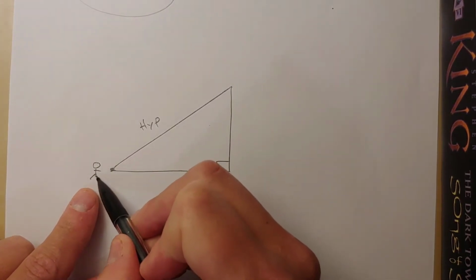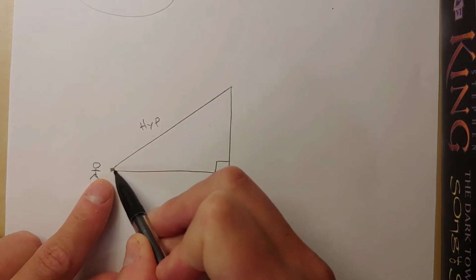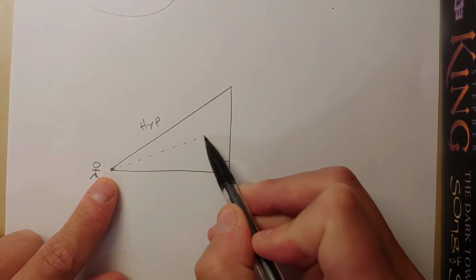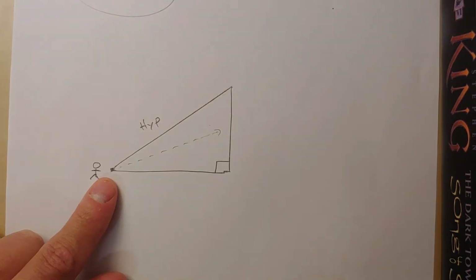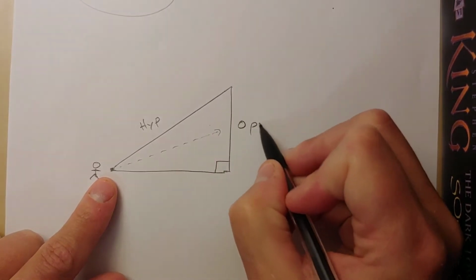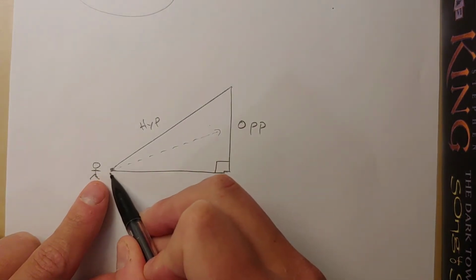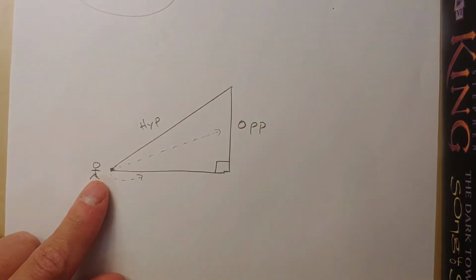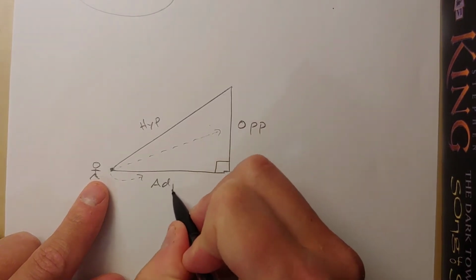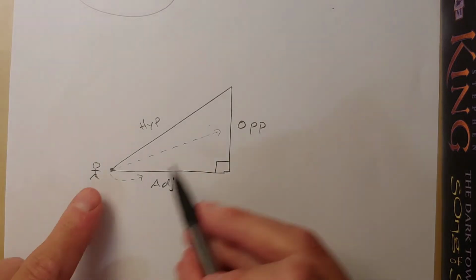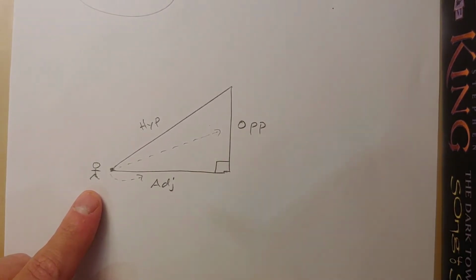But I want you to imagine that you're standing here at this point, and this side that's way over here across from you, we're going to refer to this as the opposite side. And this side that's right here, that's right next to you, we're going to refer to this as the adjacent side. And that's important because you're going to hear me use these words opposite and adjacent and hypotenuse to talk about different sides of a right triangle.